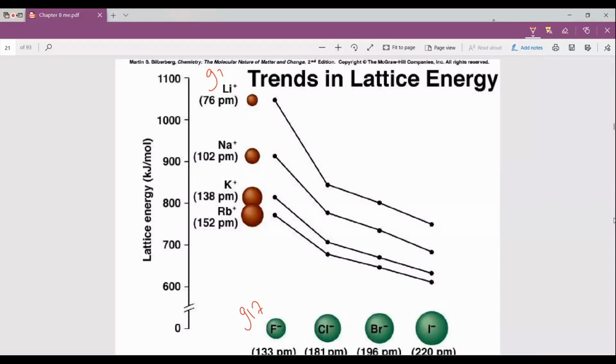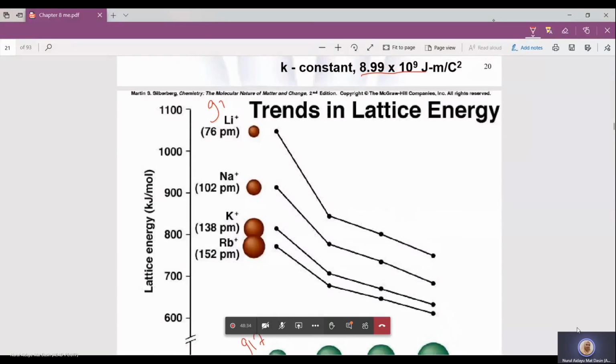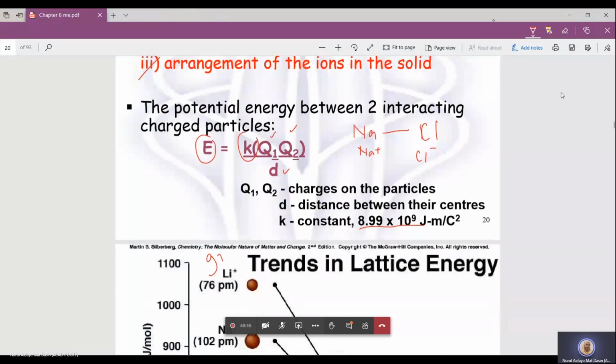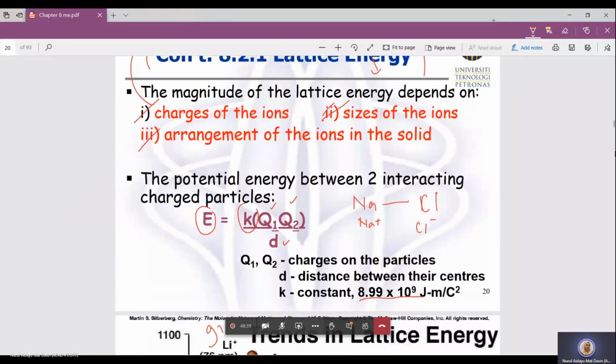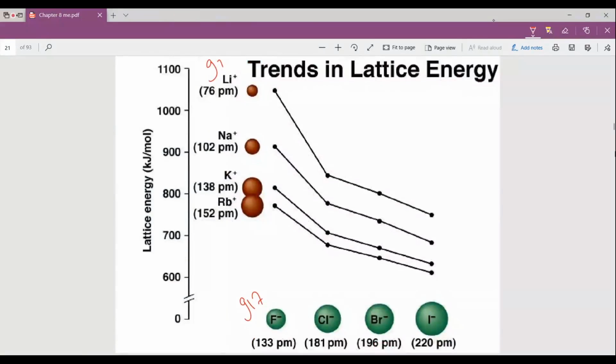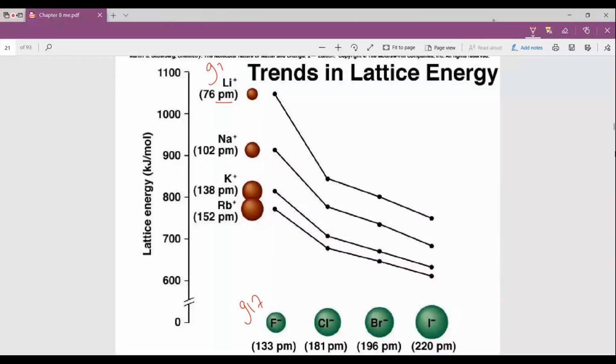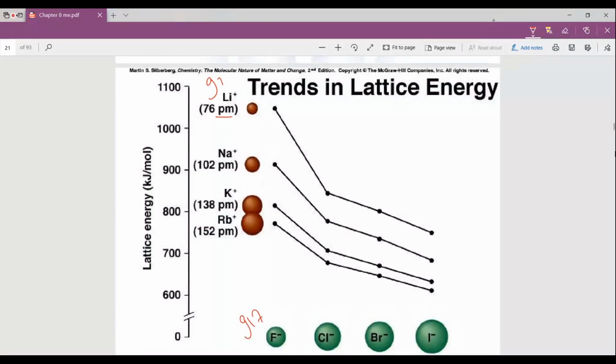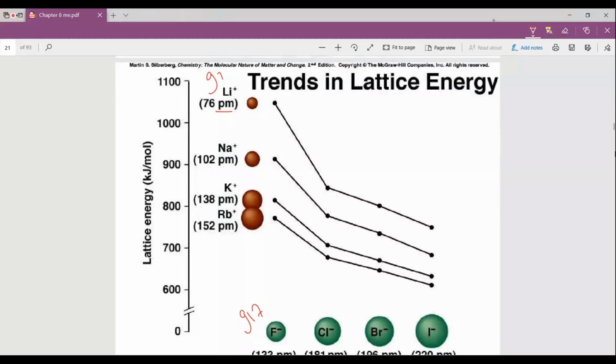Miss, what does PM stand for? Purple? Which one? PM on the trends in lattice energy. Where is PM? Oh, here, PM. Picometer. Okay, alright. If ppm, that's parts per million.